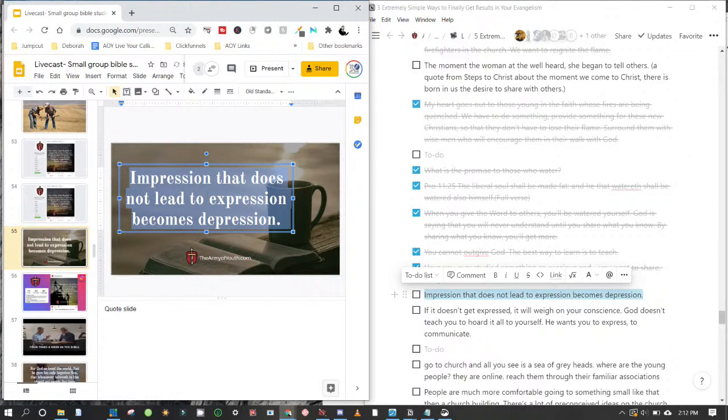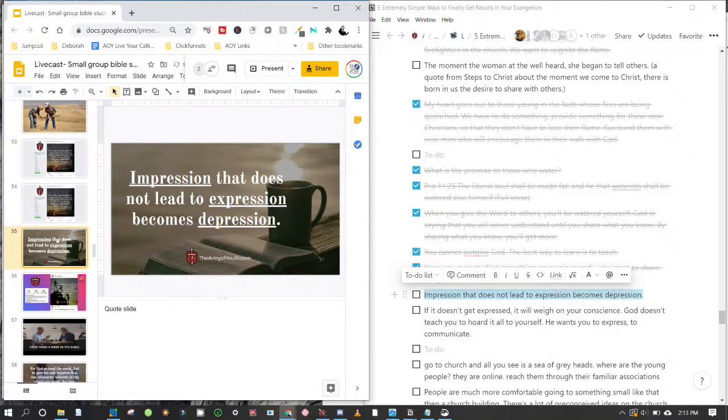Less than sign? Impression that does not lead to expression becomes depression. Yeah, that's powerful. That's a powerful statement.